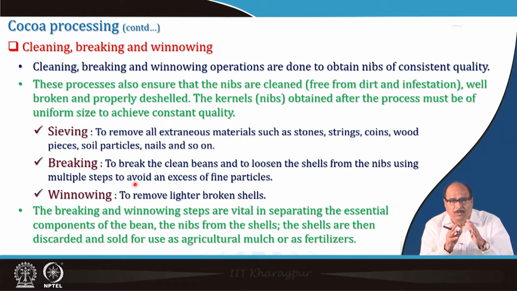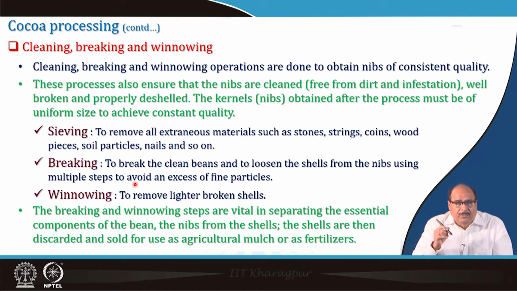The sieving is done to remove all extraneous matter such as stones, strings, coins, wood pieces, particles, nails and so on. Then the beans are broken, mainly to break the clean beans and to loosen the shell from the nibs using multiple steps to avoid an excess of fine particles. Finally, winnowing is done to remove the lighter broken shells or even the hulls. And after winnowing we get the cotyledons, which is the nib.